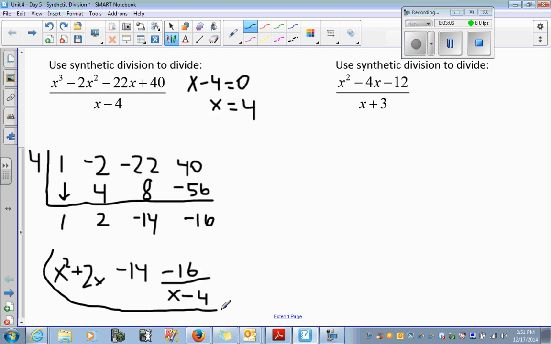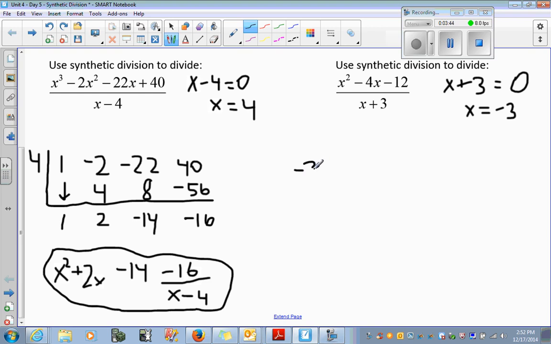Okay, now let's move on to our second problem. In our second problem here, we have x squared minus 4x minus 12 divided by x plus 3. So again, we're going to take our denominator, which happens to be x plus 3. We're going to set it equal to 0. And if we subtract 3 from both sides of the equation, we'll see that x equals negative 3. So negative 3 is what we're going to use to divide the polynomial by. So we'll place the negative 3 on the left here. Bring our division line down.